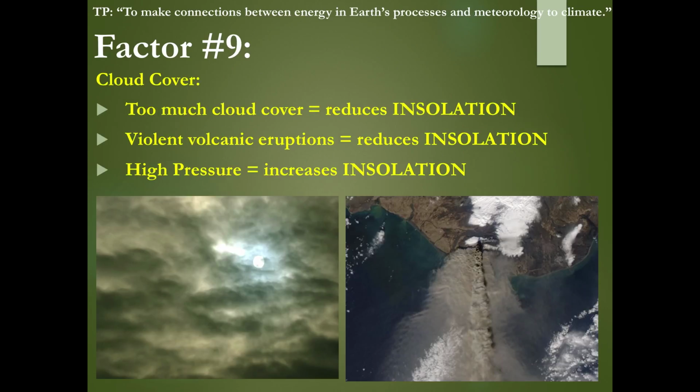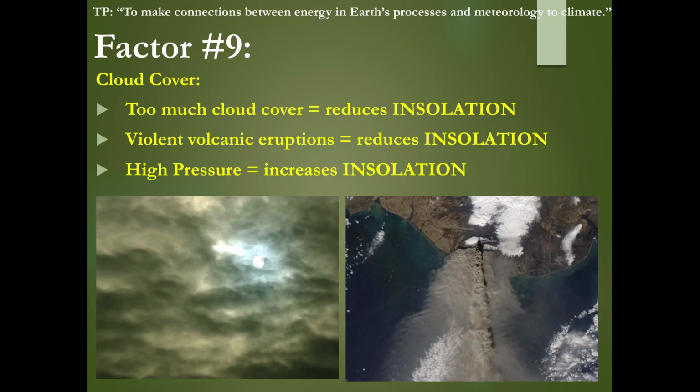Last factor, number 9, cloud cover. Too much cloud cover can reduce insolation. Remember, insolation stands for incoming solar radiation. So clouds can absorb insolation and they can reflect insolation, which reduces the amount reaching the Earth's surface. Remember, the Earth has to absorb that energy as short waves, and it gives it off as longer wave infrared, which is heat.